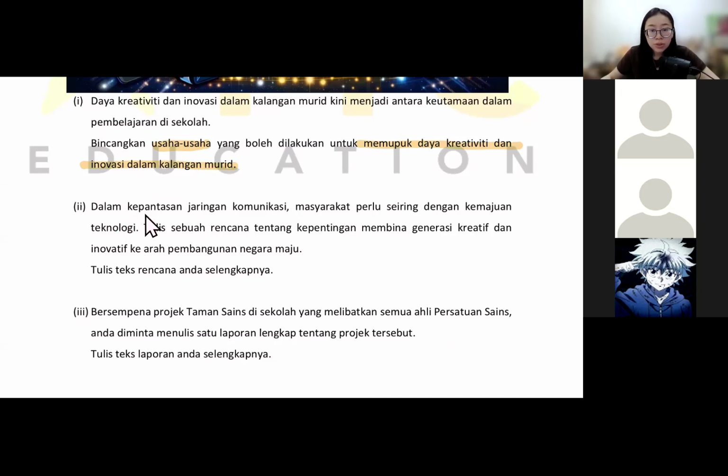Now, number two, dalam kepantasan jaringan komunikasi, which is in this connection now is very fast. Masyarakat perlu seiring, which is aligned with, seiring dengan kemajuan teknologi. Tulis sebuah rencana, you need to write an article tentang kepentingan membina generasi kreatif inovatif ke arah pembangunan negara maju, which is they asking what is the benefit if we have a generation that's creative and innovative towards our developments in our country. Now, number 3, bersempena projek Taman Sains di sekolah yang melibatkan semua ahli persatuan sains. Anda diminta menulis satu laporan lengkap tentang projek tersebut.